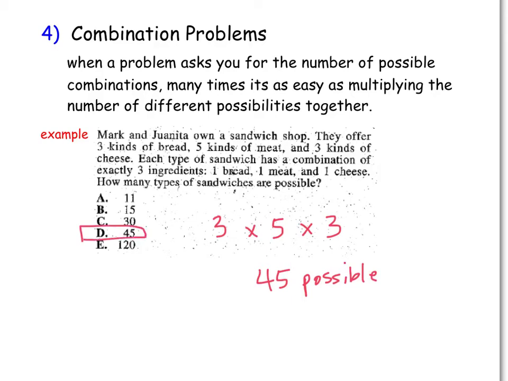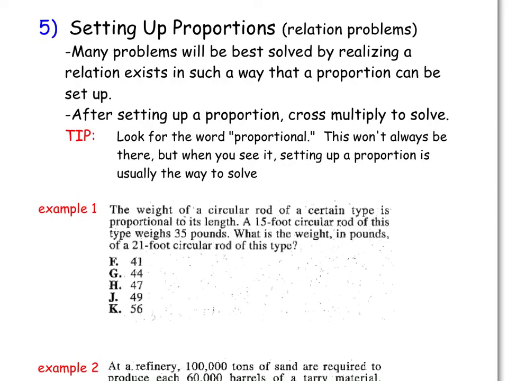So watch out for combination problems when I ask you the possible number of combinations given a few different types of things. Right, the next thing we're going to talk about is setting up proportions. These problems are probably the most important thing we're going to talk about in this video. A lot of problems on the ACT can be solved by setting up a proportion, and this is what you do when you've determined that a relation of some sort exists.